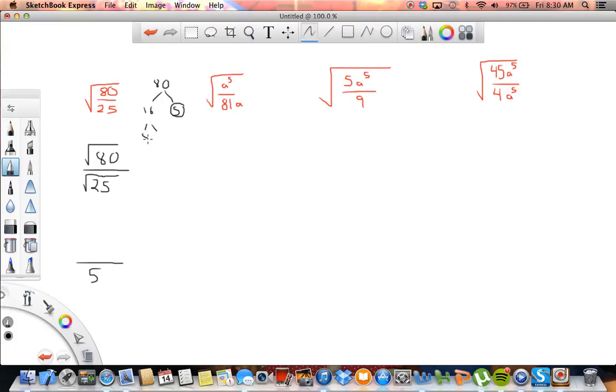16 breaks down into 8 times 8. 8 breaks down into 2 and 4. I'm going to circle my primes. Anytime I get to a prime, I circle it. 4 breaks down into 2 and 2.